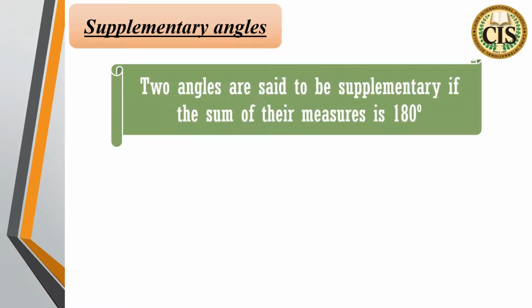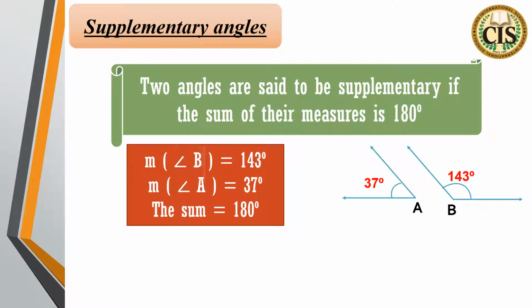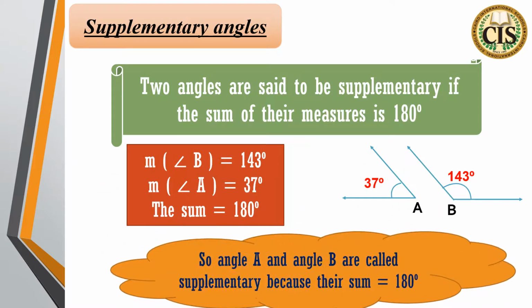Supplementary angles. Two angles are said to be supplementary if the sum of their measures is 180. Measure angle B equals 143 degrees and measure angle A equals 37 degrees. Their sum equals 180 degrees. So angle A and angle B are called supplementary because their sum is 180.